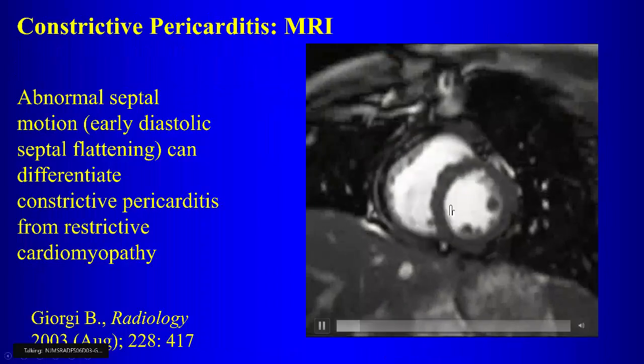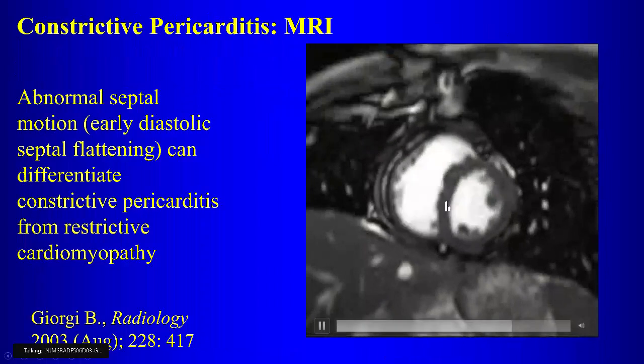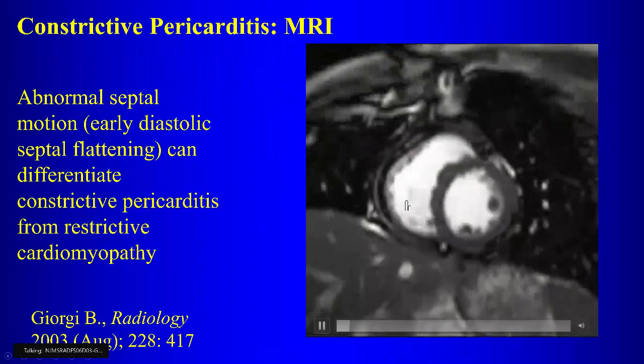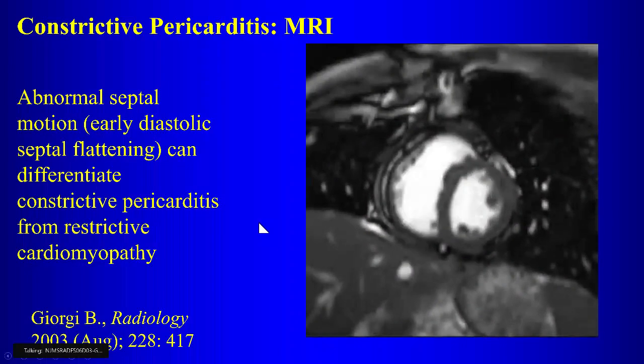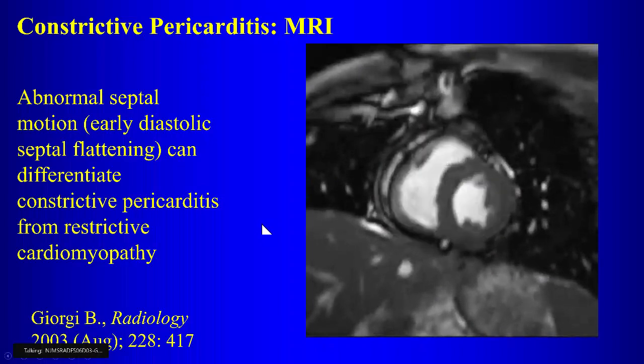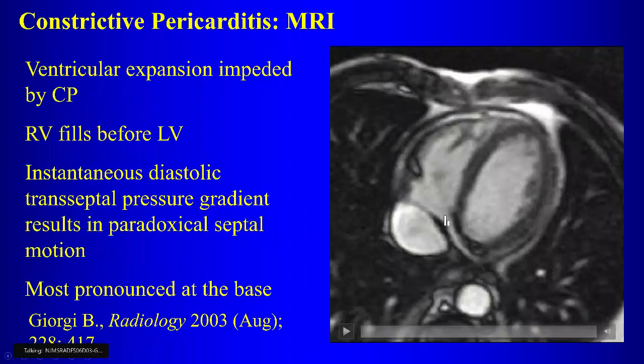Now, this has also been called a septal bounce. Sometimes you can see that paradoxical motion where it flattens and bounces back, that abnormal septal motion, early diastolic septal flattening. That's also associated with constrictive pericarditis. And this finding, this flattening of the septum, helps you to differentiate constrictive pericarditis from restrictive cardiomyopathy. We don't get this with restrictive cardiomyopathy. Okay?